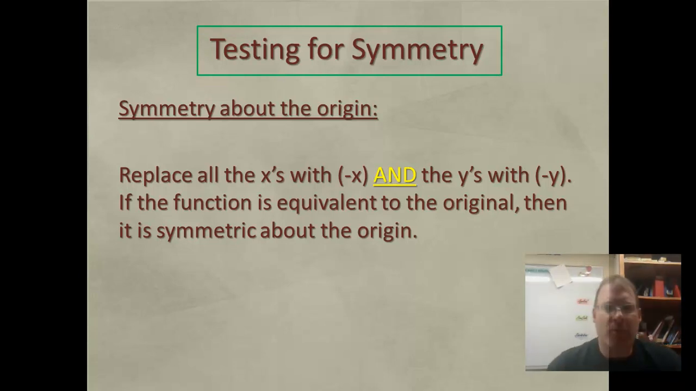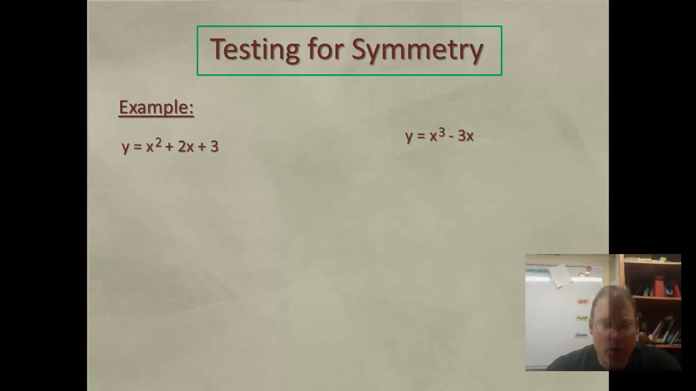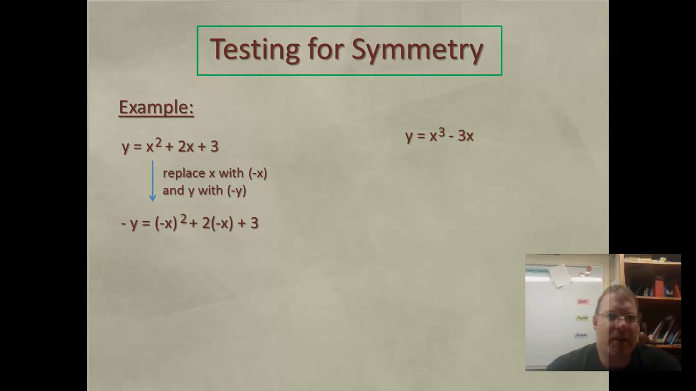Okay, so rather than replace just an x or just a y, we replace both the x's and the y's with a negative x and a negative y. And again, you look to see if the equation is equivalent to the original. So, let's try the example on the left first. If I replace an x with a negative x and a y with a negative y, it looks like this.